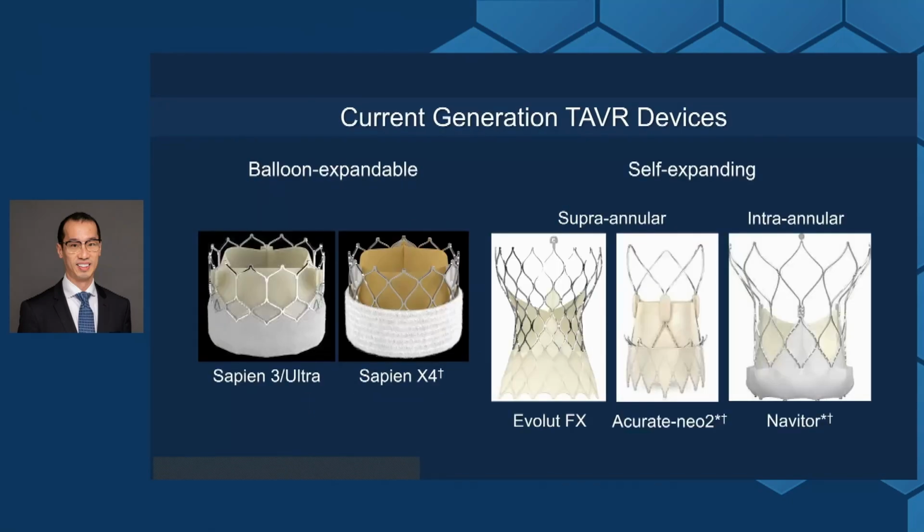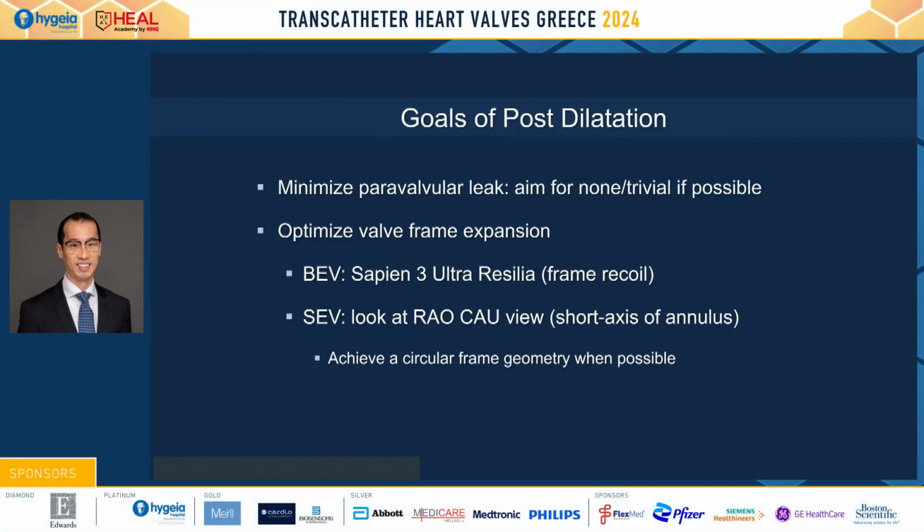Here are the current generation TAVR devices. Some of the ones you see here, such as SAPIEN 3 Ultra or Resilia, and Evolut FX and Navitor are now available in the United States. All these have external sealing mechanisms to minimize perivalvular leak. However, we still need to post-dilate when necessary to reduce the leak, particularly if it's only mild or moderate, and we should aim for trivial or none, based on the anatomy that we deal with.